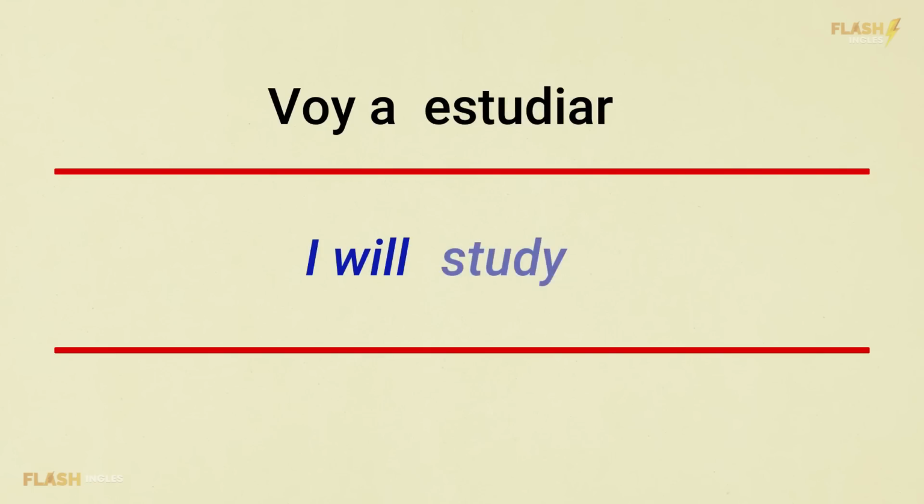Ahora vamos a aprender sobre las frases en futuro. Voy a, es I will. Y luego de eso, vamos a agregar una acción. Voy a estudiar. I will study. Se pueden agregar diferentes acciones y agregar complementos para tener más completa nuestra frase. Por ejemplo, podríamos agregar en esta frase, voy a estudiar inglés. I will study English. Y así ya sería algo más completo y formal. I will study. Voy a estudiar.